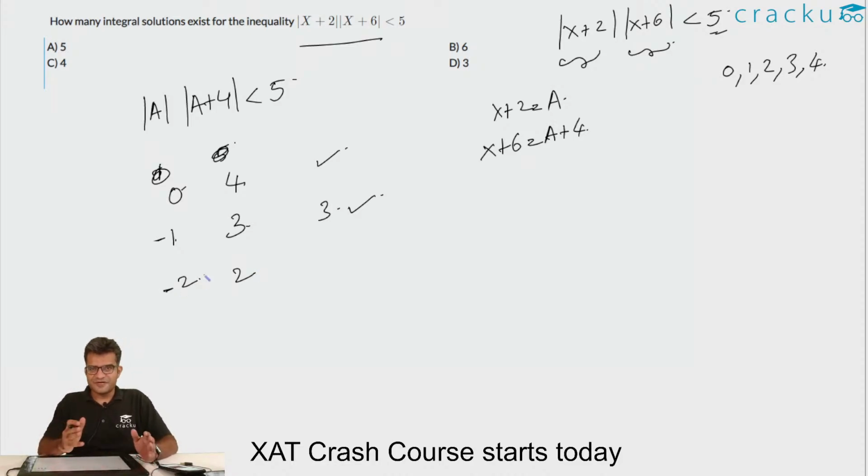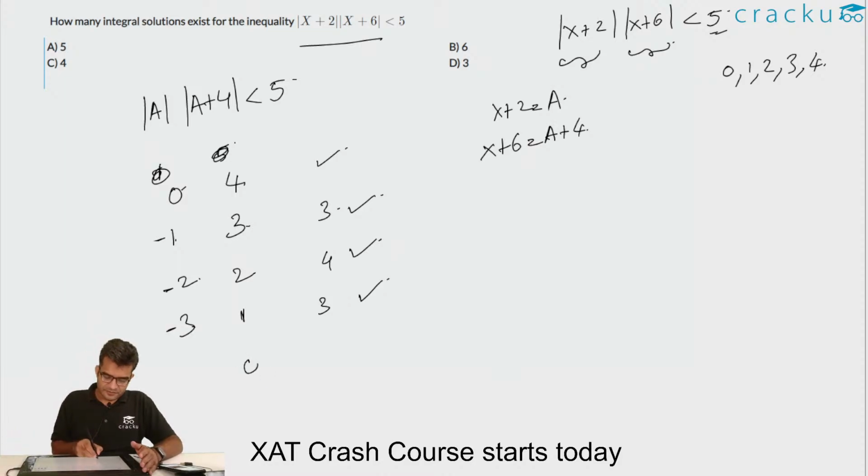Or a plus 4 can be 2, a will be minus 2, so the modulus will be 2. So 2 into 2 will be 4. This also is valid because this is less than 5. Or a plus 4 can be 1, in which case a will be minus 3. Modulus of a will be 3, so the product is again 3. This also is valid. Or a plus 4 can be 0, a will be minus 4, modulus of a will be 4 and the product is again 0.